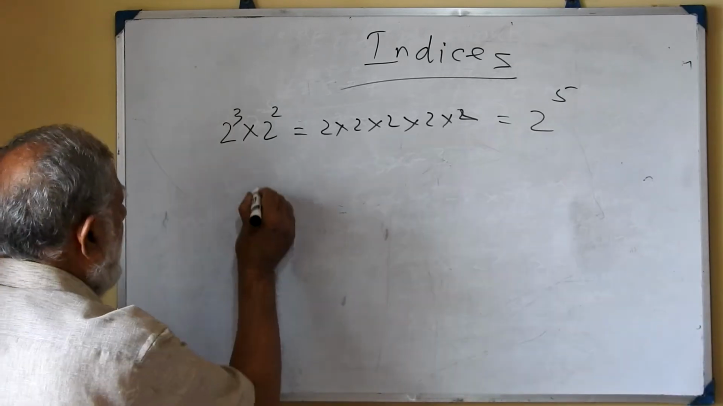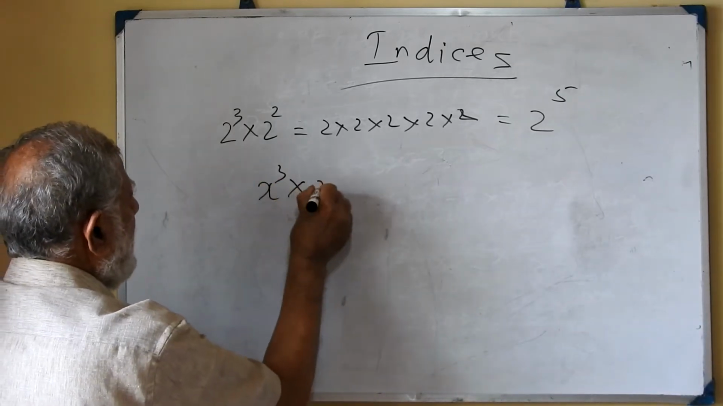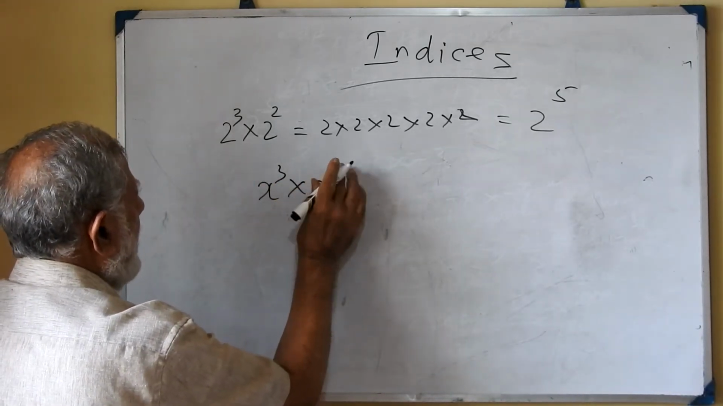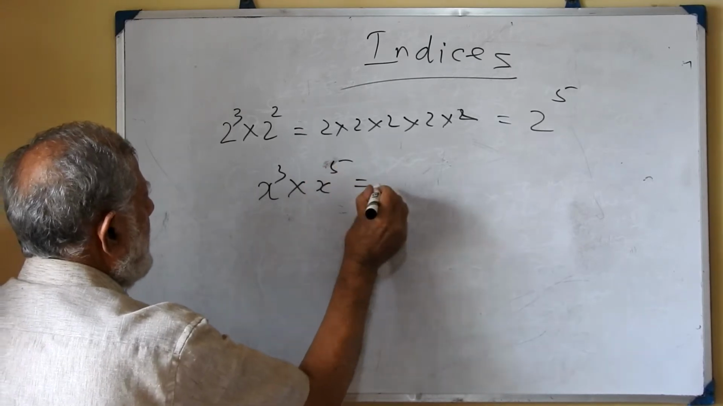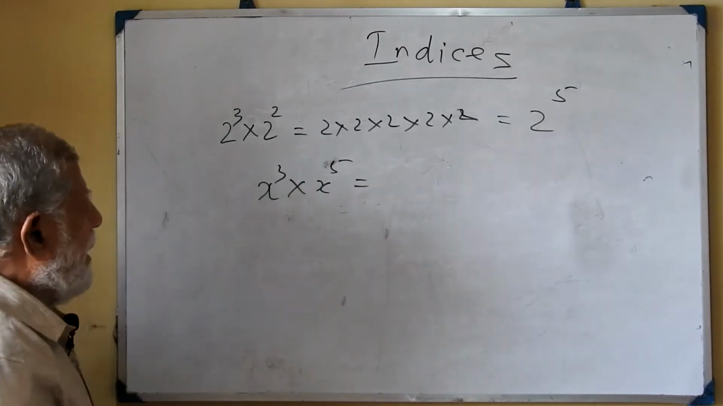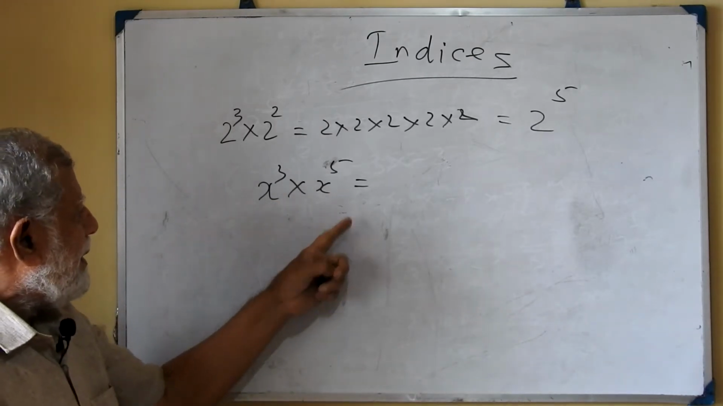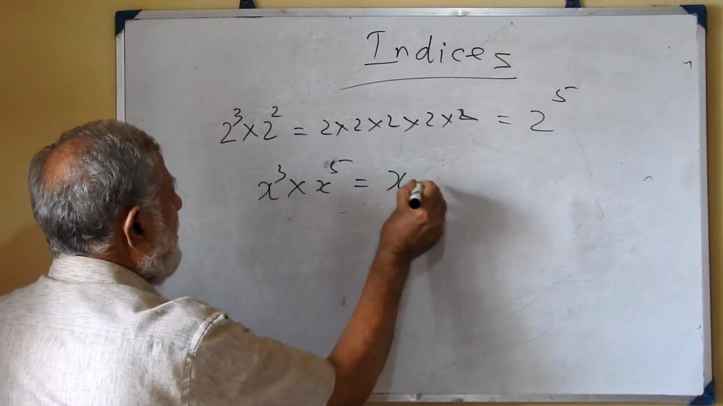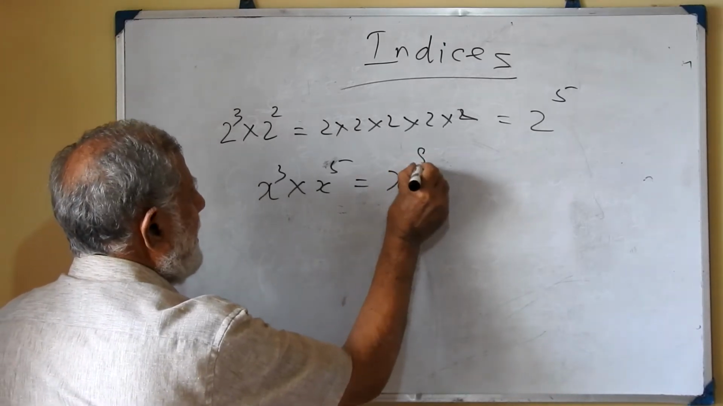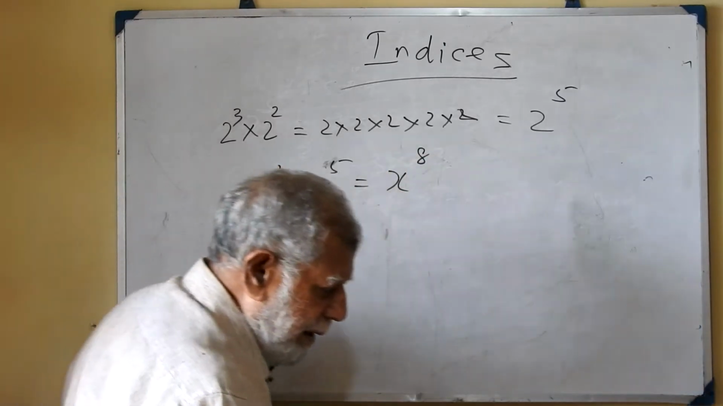We'll take another example. Look at this. x to the power of 3 into x to the power of 2. So we need not go on writing x. 3 x's are here and 2 x's are here. Immediately we add the powers and put 3 plus 2 equals 5. We can add from the mind.